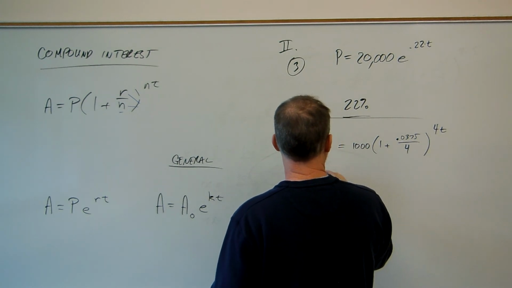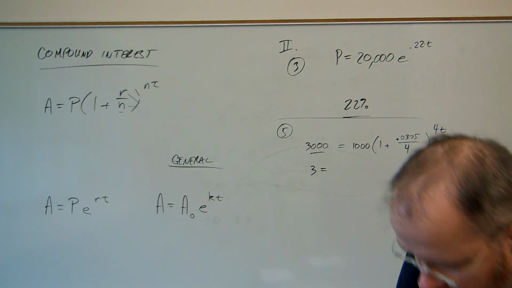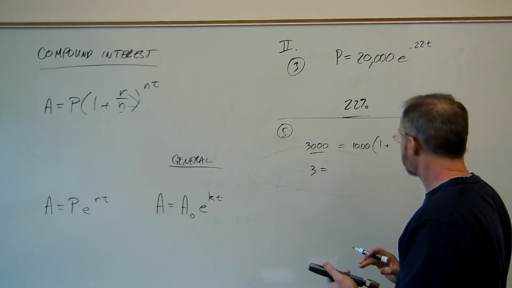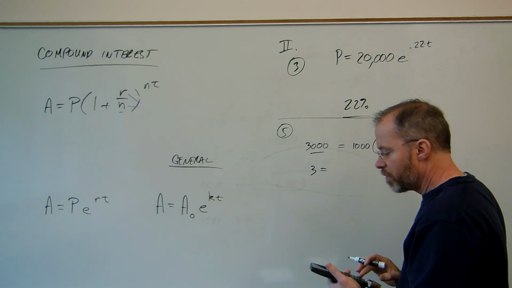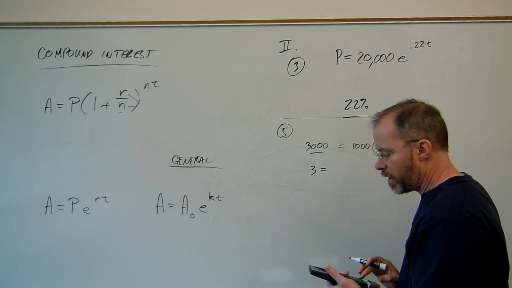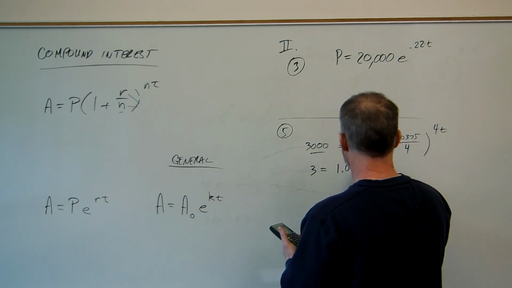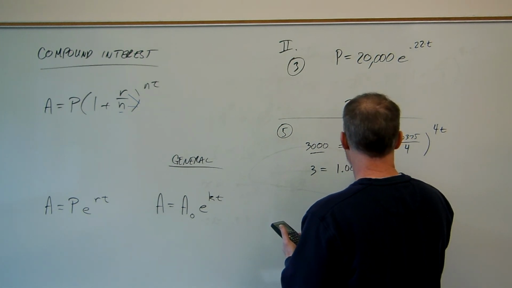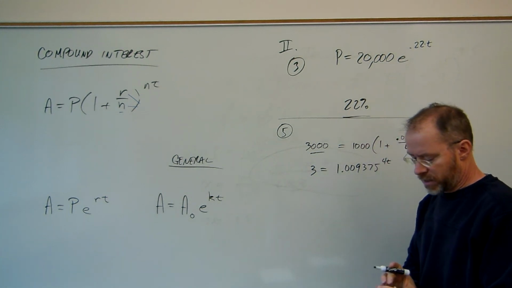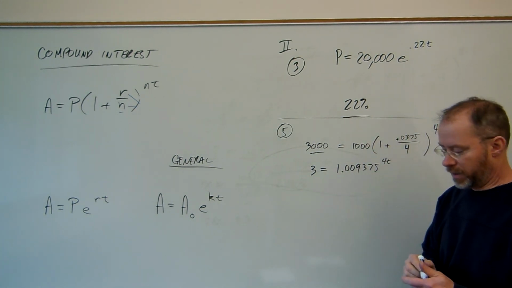So let's divide both sides by 1,000, and let's also crunch the stuff in the parentheses here. 1 plus 0.0375 divided by 4. Enter. Okay, so I've got 1.009375 raised to the 4t. I would get to this point before I took a log of both sides. Clean it up a little bit.